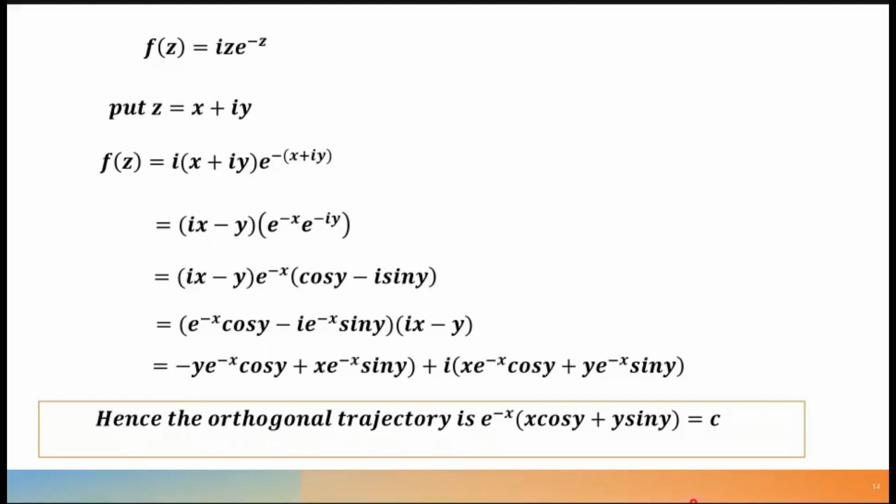One more problem we will do. Okay, I've just replaced z by x plus iy, separated real and imaginary parts.